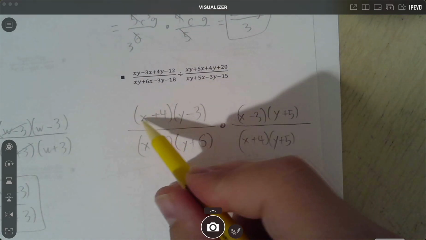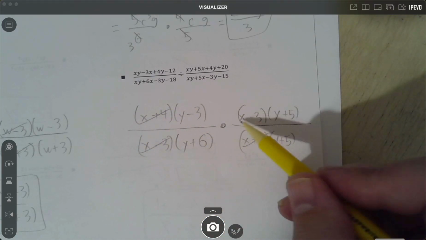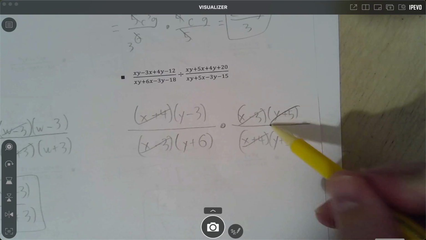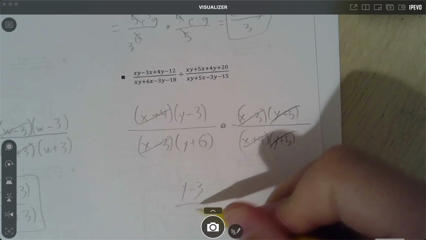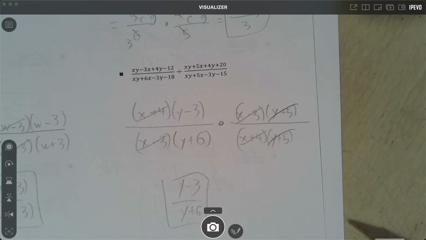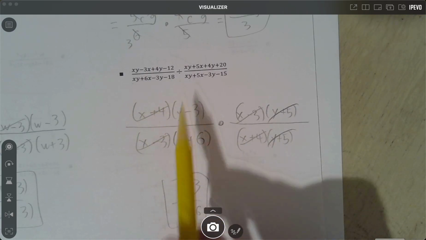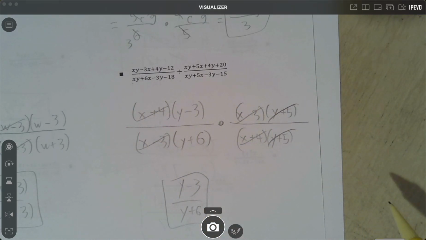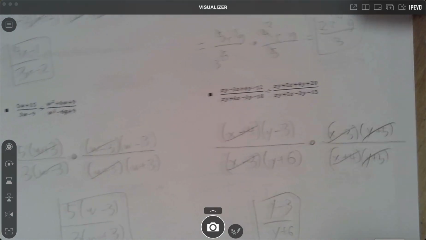Now we play the matching game. There's an x plus 4 on top, x plus 4 on bottom, x minus 3 on bottom, x minus 3 on top, y plus 5 on top, y plus 5 on bottom. So I'm left with y minus 3 over y plus 6. I know we did that by grouping really fast, but it's first two, last two, make your match, and so on and so forth. This one's actually a little easier because none of those variables are squared or cubed, so it makes the math a little simpler.